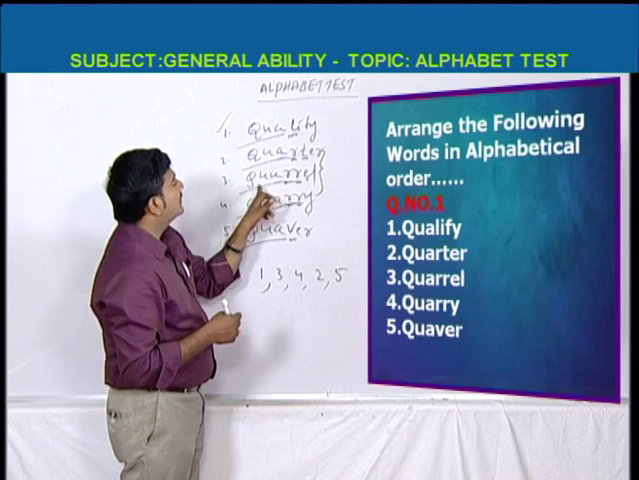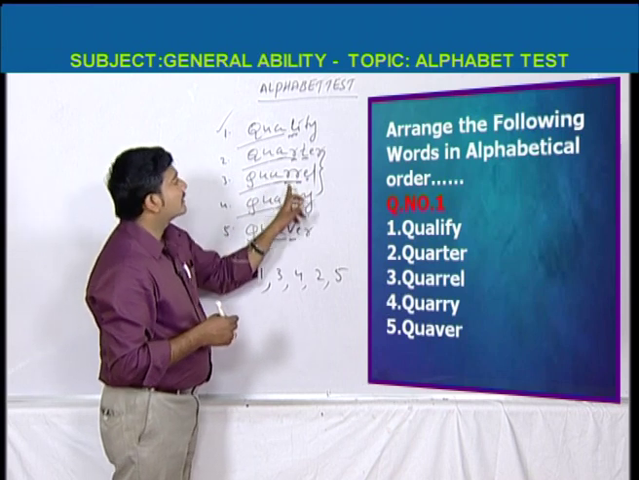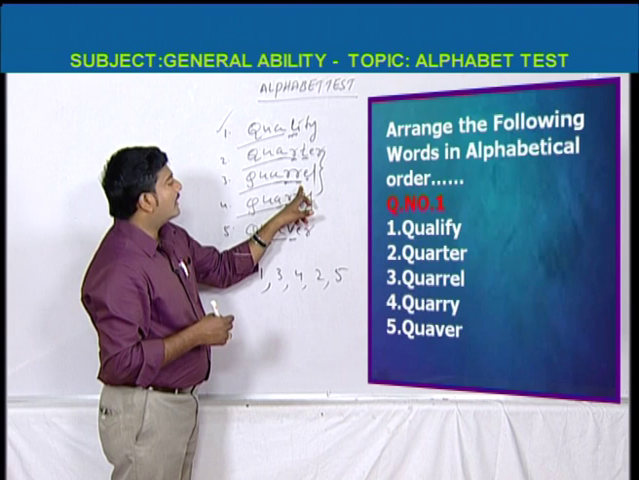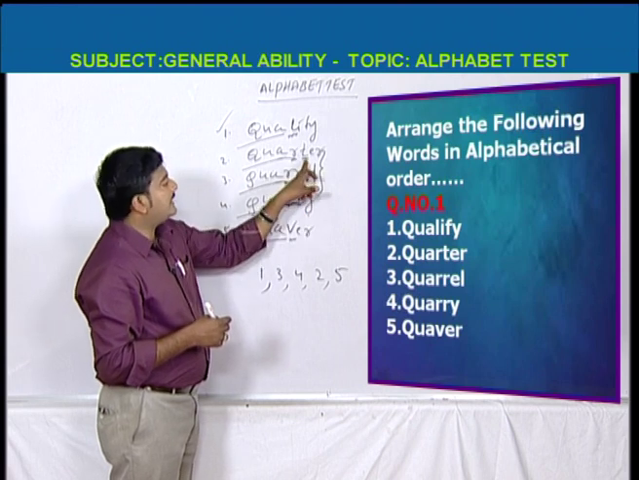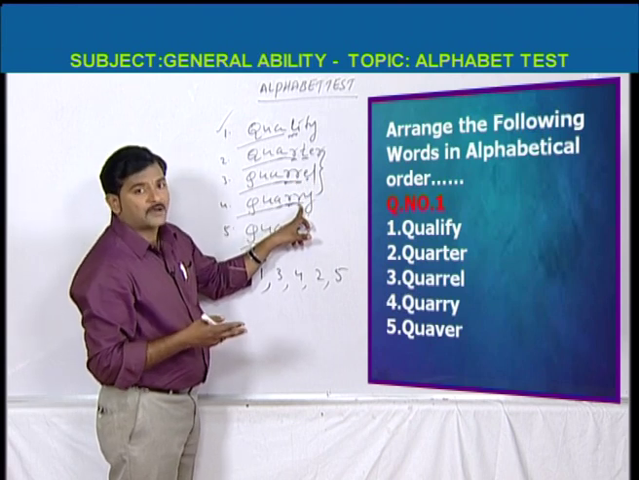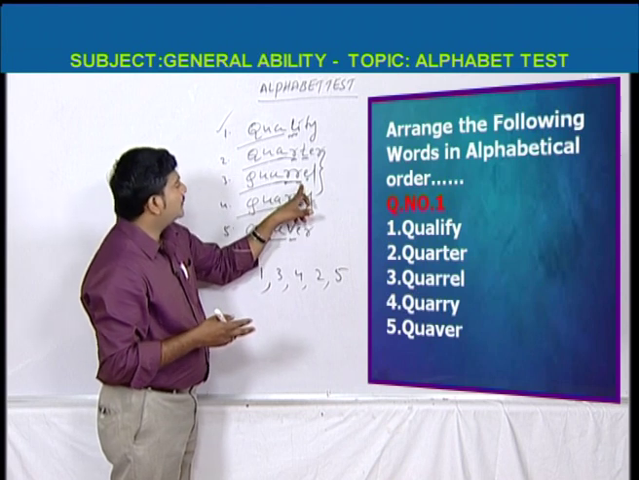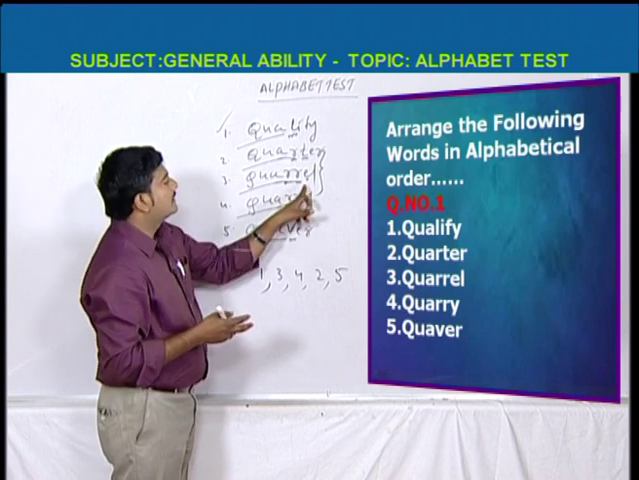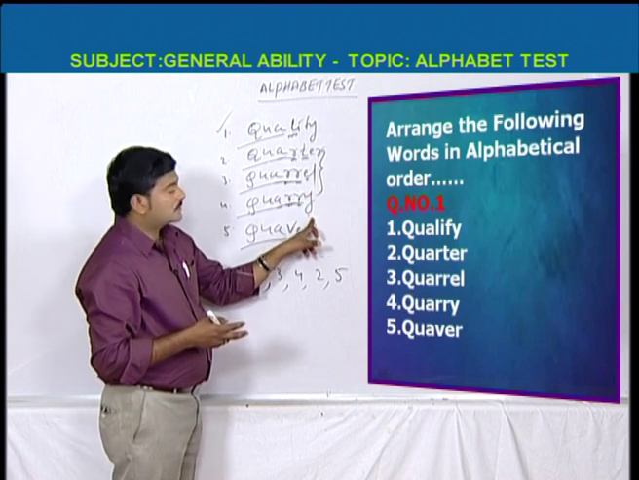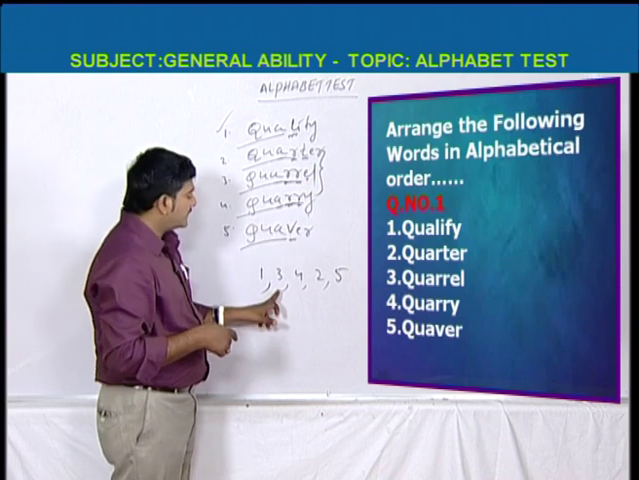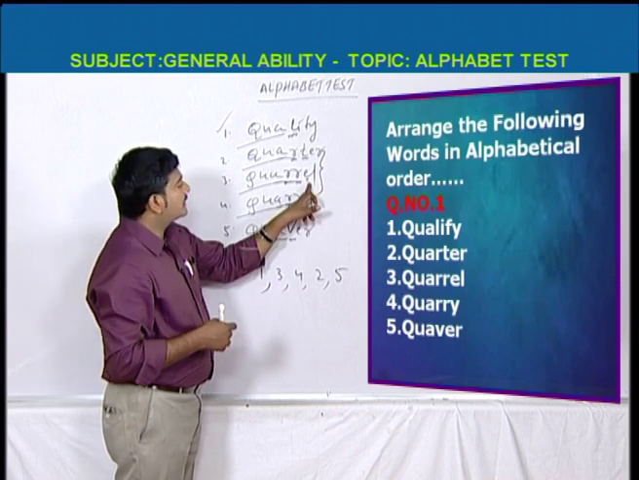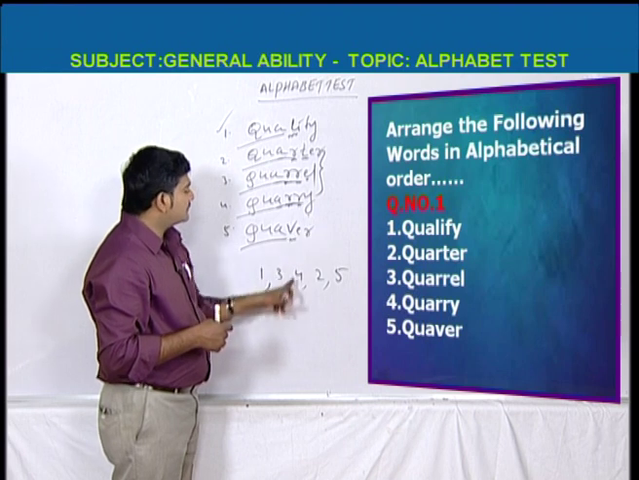So QUAR, QUAR, QUAR. Next T is there, R is there, R is there. Will you get T or R first? Obviously R you will get. So out of these two, QUARR, QUARR. Next E is there, Y is there. So obviously we will get E. That's why the second word must be E. After E we will get Y. That's why the next one is 4.